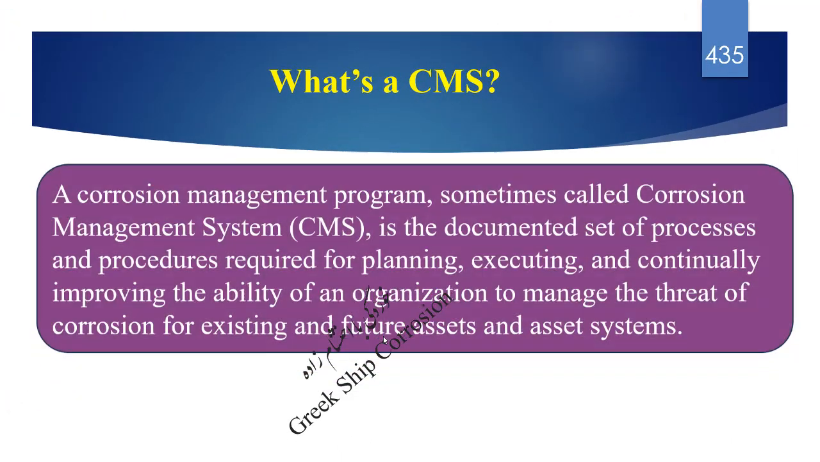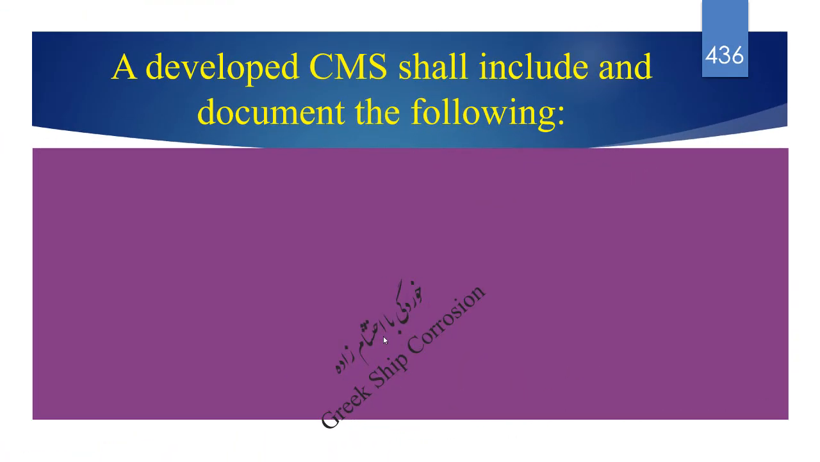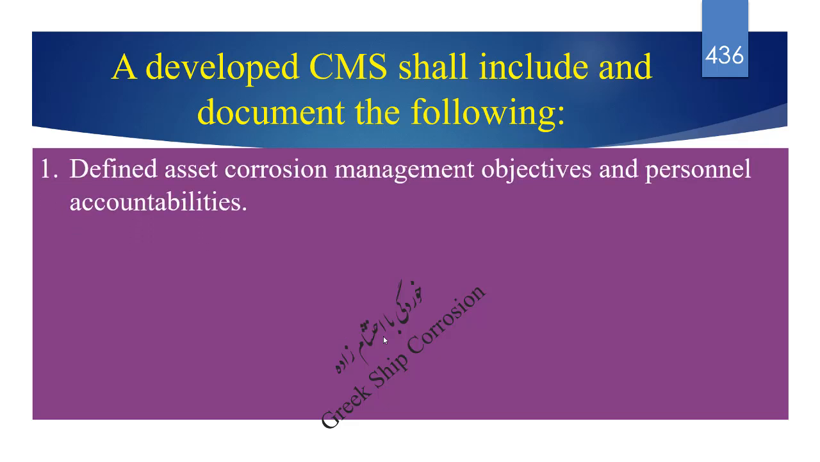What's a CMS? A corrosion management program, sometimes called Corrosion Management System (CMS), is the documented set of processes and procedures required for planning, executing, and continually improving the ability of an organization to manage the threat of corrosion for existing and future assets and asset systems. A developed CMS shall include and document the following: 1.